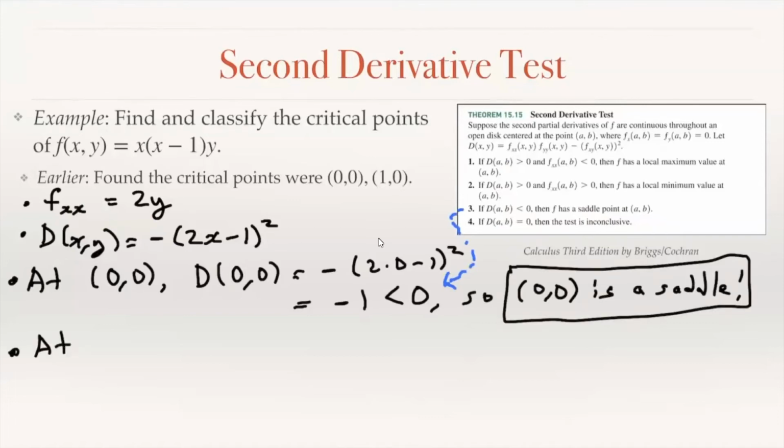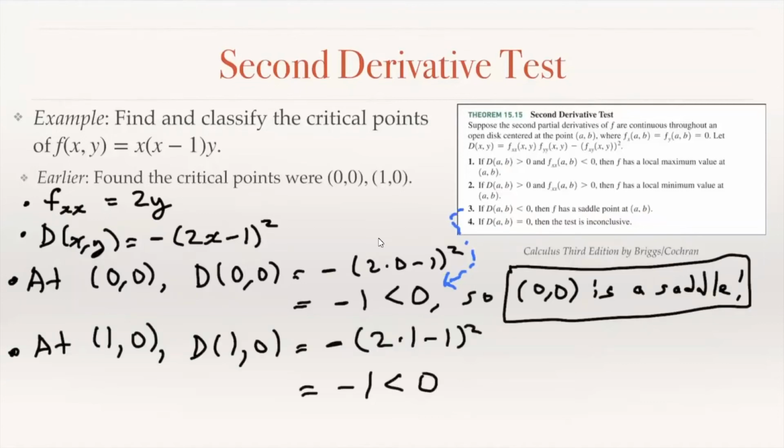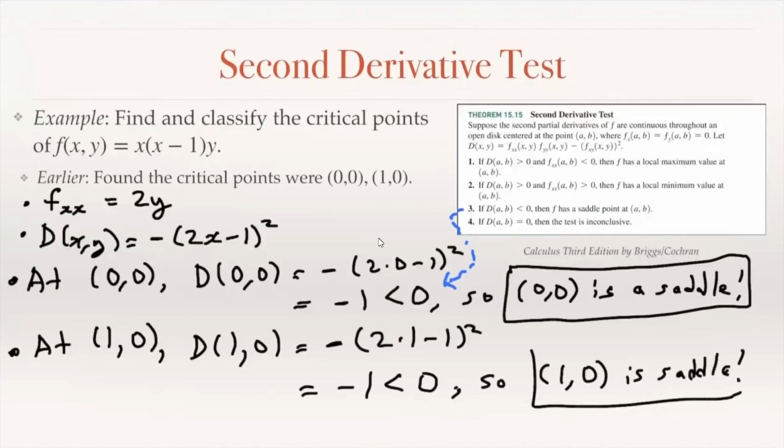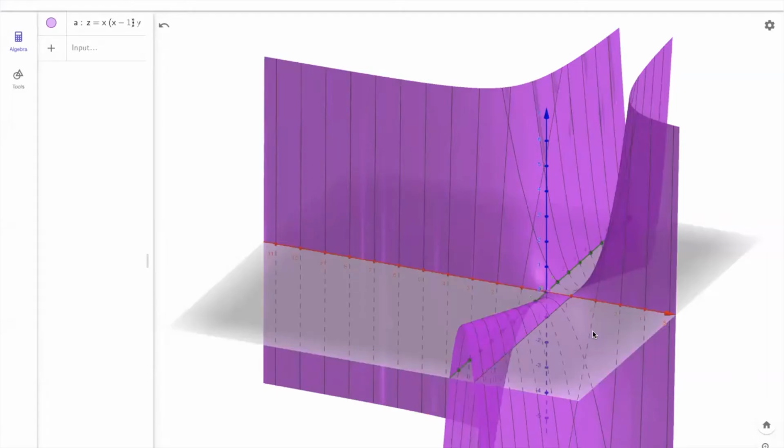And let's test our other point. At 1, 0, we wind up with the same thing, so 1, 0 is a saddle. And here's a picture of what the function looks like. So we found that 0, 0 and 1, 0 are saddles, and you can see that both of those, which are our only two critical points, are saddles. This function has no local minima or maxima, just those two saddles.